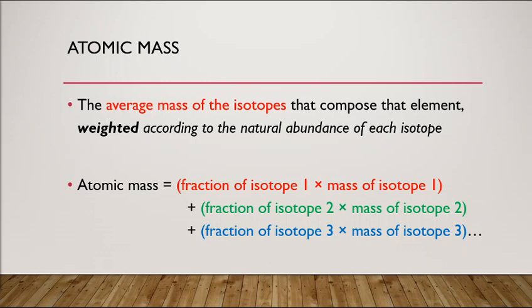And so the way we figure out this average atomic mass, or just more briefly named atomic mass, is you take the fraction of each of your isotopes and you multiply them by the mass of the isotopes. And then you just add them all together.